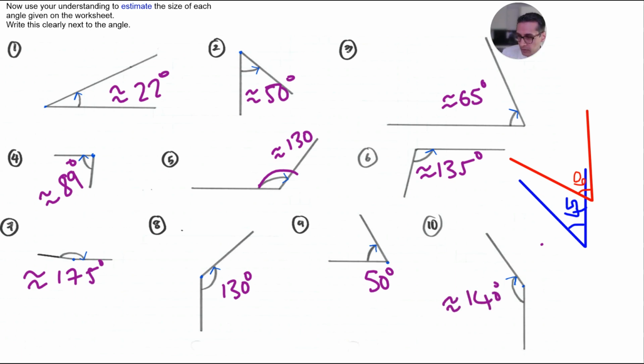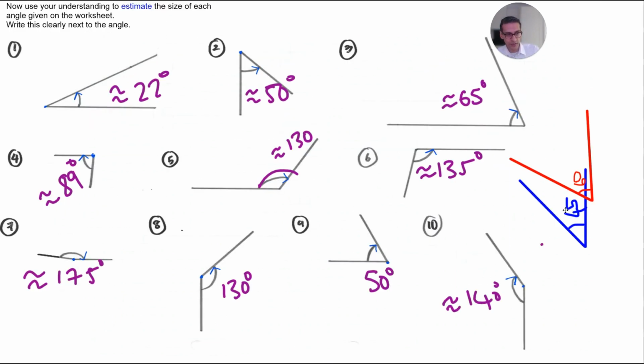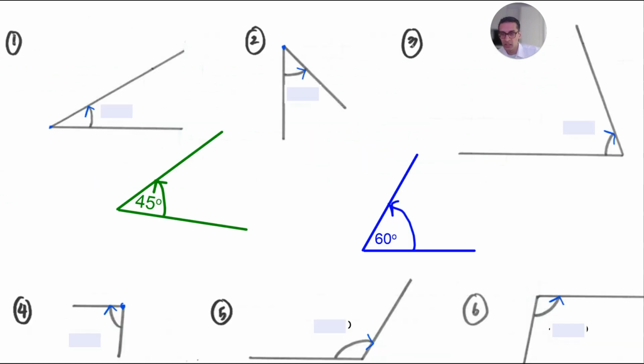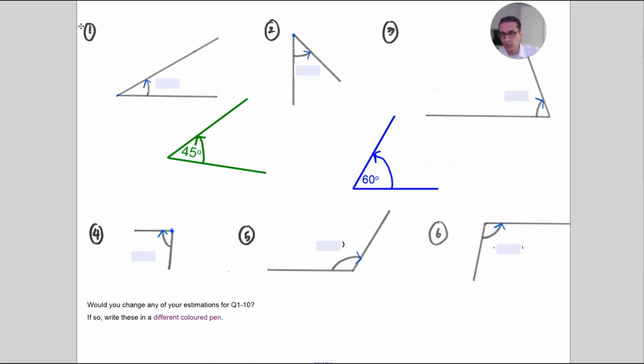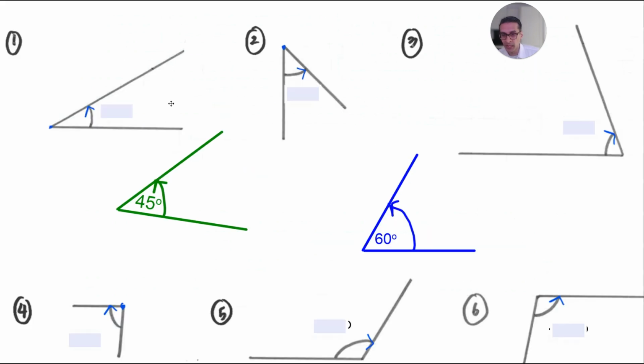Okay, so you will have had your own guesses here. I'm going to just show you some answers to see what the correct answer is. So we've just used 45 and 60 degree angles to help us guess the approximate value of these angles. The correct answers are on here. Now I did this on a computer, so it's a bit harder. It's just an excuse from me, to be honest.